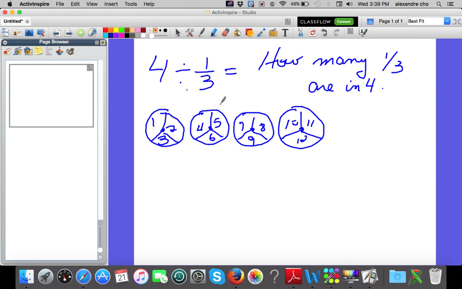How many 1/3s are in 4? There are 12. Okay? So you can read this as 4 divided by a third, or for this case, I think if we think about how many 1/3s are in 4, it's a little easier to grasp. Okay? Number 2, 7 divided by a fourth.